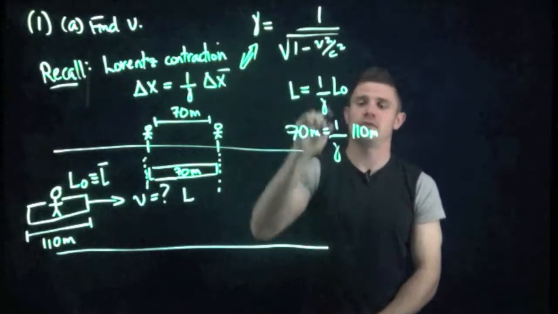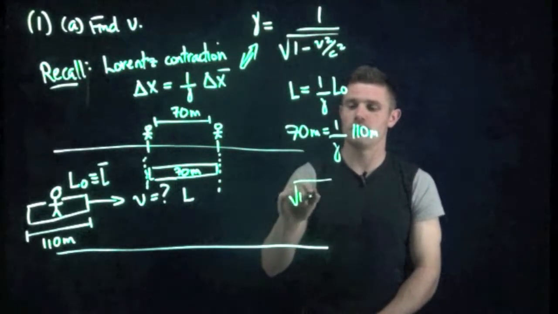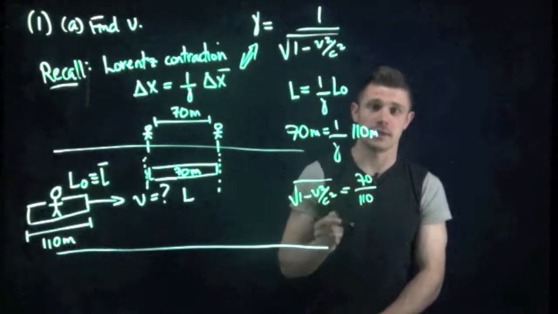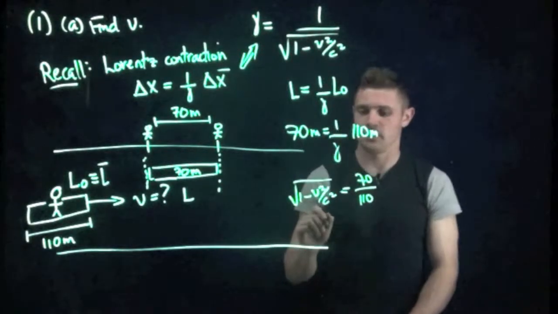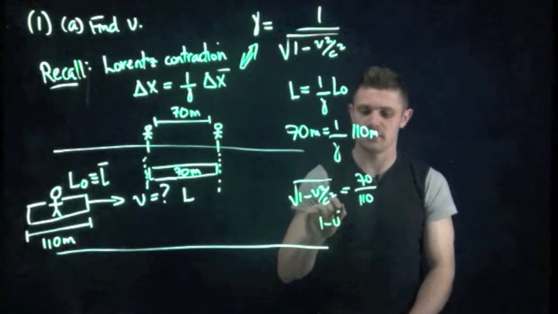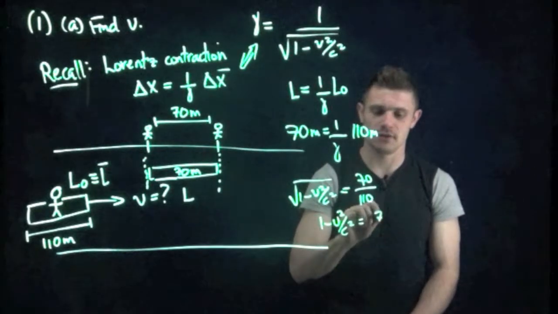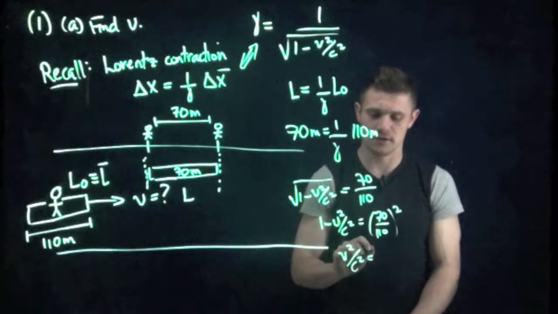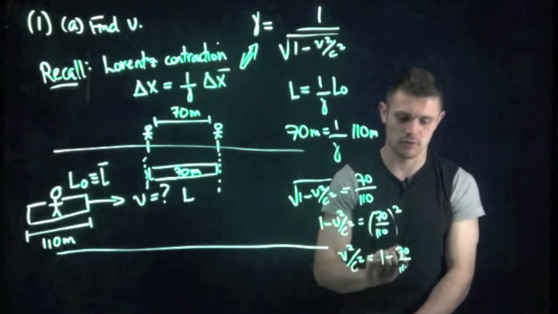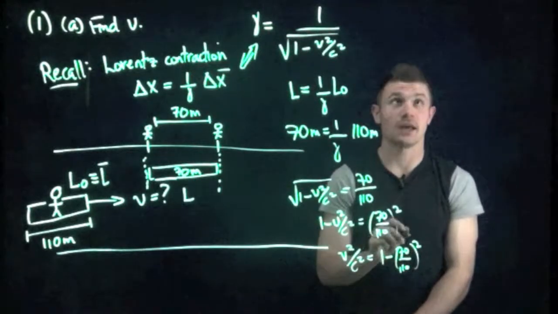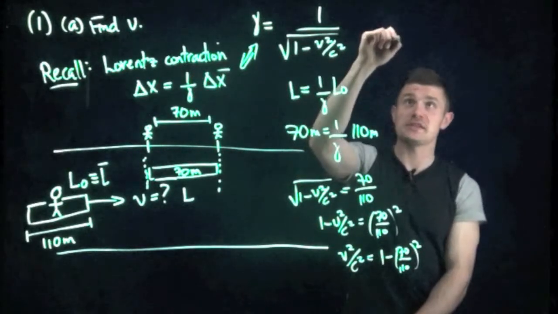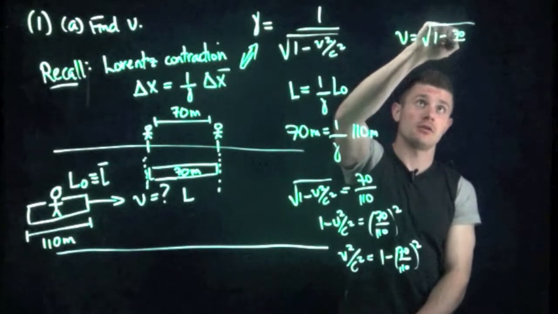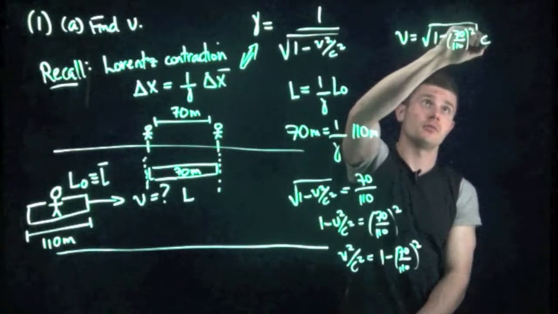So 1 over gamma, we'll put the square root on top. So I'll get the square root of 1 minus v squared over c squared is equal to 70 over 110. Now you can do some quick algebra, and you can find that 1 minus v squared over c squared is equal to 70 over 110 squared, and of course v squared over c squared is equal to 1 minus 70 over 110 squared. And bringing this all back up to conclude up here, we see that v is equal to the square root of 1 minus 70 over 110 squared multiplied by c.